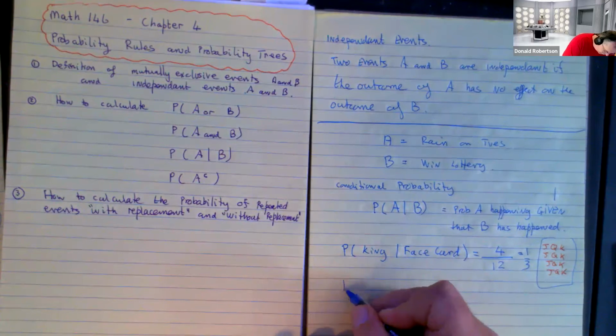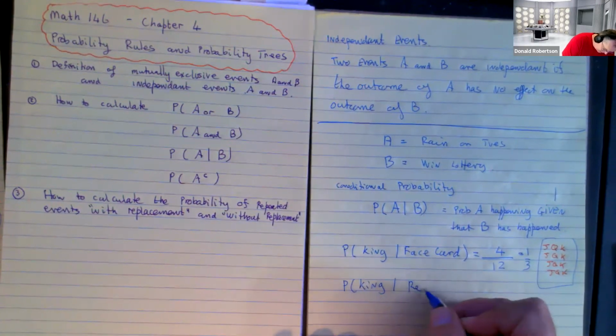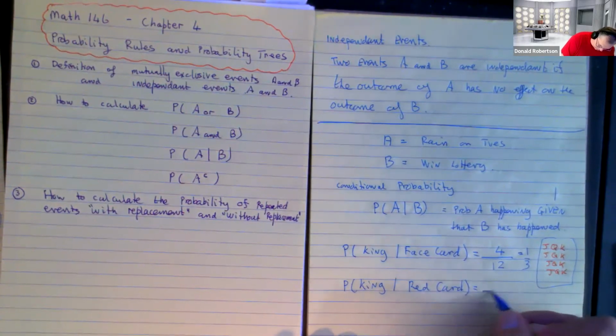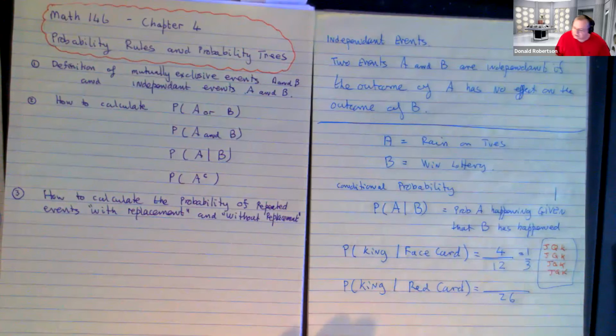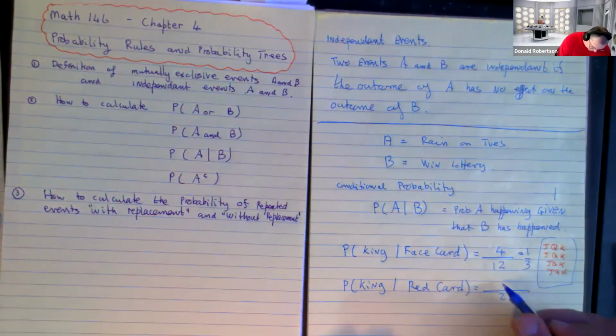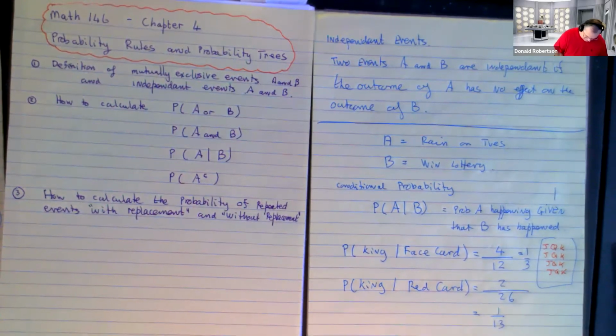Now, if I went and said to you, what's the probability that it's a king given that it's a red card? Well, can I just say there's 26 red cards, 13 diamonds, 13 hearts? How many kings are there out of those 26? 2, right? There's a king of diamonds and a king of hearts. And that simplifies down to 1/13.